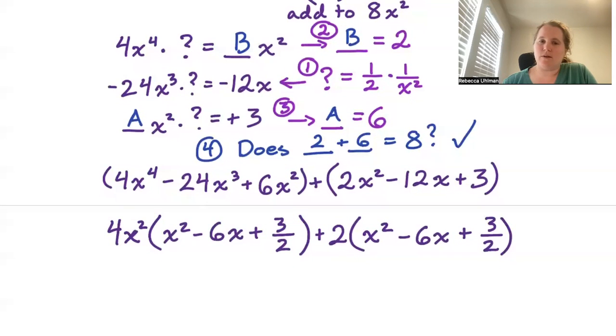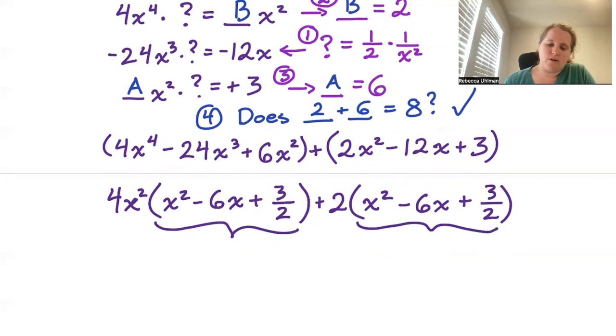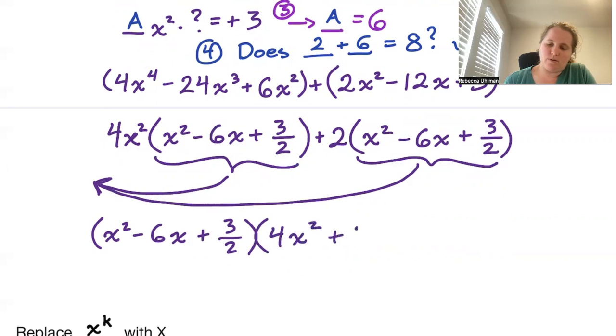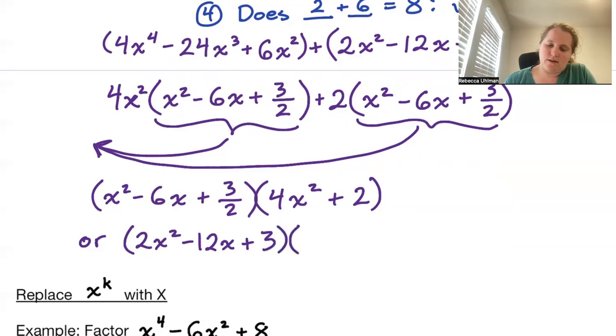Obviously you do not have to pull out that 4. You could have pulled out a 2 if you wanted. Then we can go ahead and take this x squared minus 6x plus 3/2, pull it out front. And so we have x squared minus 6x plus 3/2 times 4x squared plus 2. Again, we could have done 2x squared minus 12x plus 3 times 2x squared plus 1 as well.